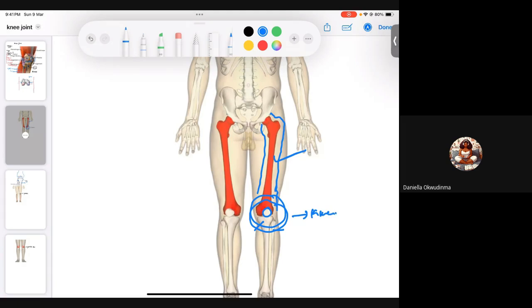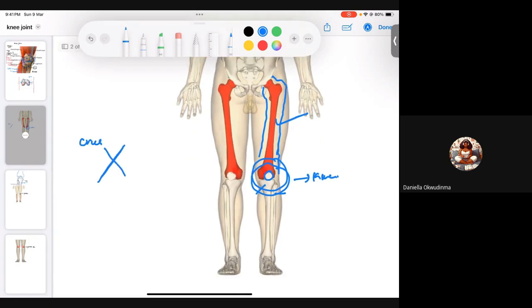Okay. Can you guys tell me something about the cruciate ligament? As we discussed, we have cruciate ligaments that cross over one another. We have two types: anterior cruciate ligament and posterior cruciate ligament. Anyone who can tell me the function of anterior cruciate ligament? Yes, please. The function of the cruciate ligaments is to prevent forward and backward movement of the tibia.